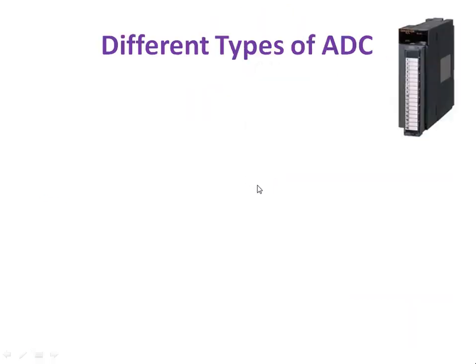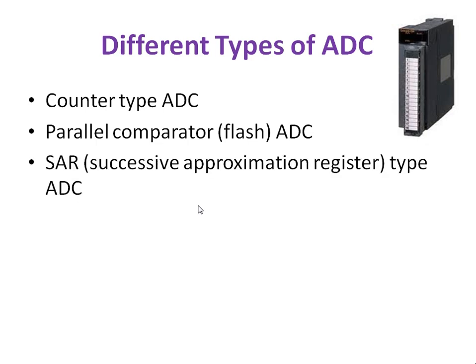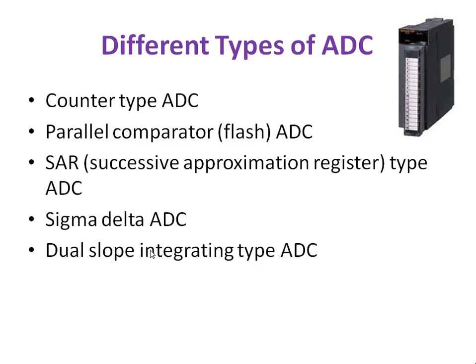So what are the different types of ADC? One is the counter type ADC, and the second one is the parallel comparator or flash type ADC. Third one is SAR, the successive approximation register type ADC. Fourth one is the sigma delta ADC. Fifth one is the dual slope integrating type ADC. So these are the different types of ADC. In our future lectures we will discuss them one by one.